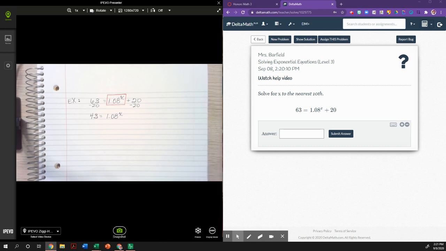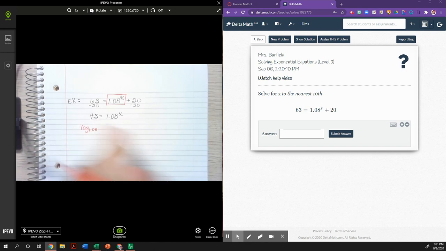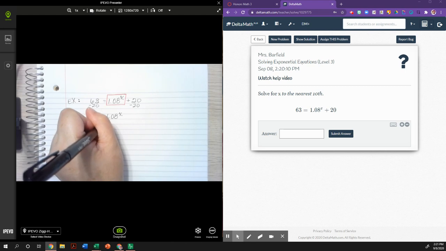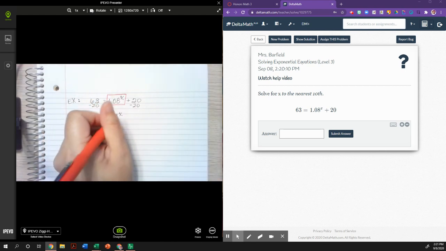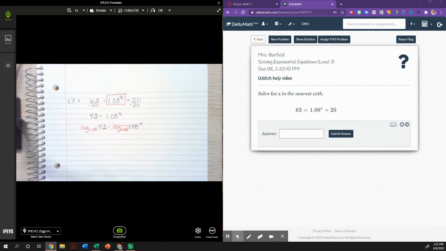Then I'm just going to take the log of both sides, using the base of my exponent as the base of my logarithm. So log base 1.08. We're going to have some decimals, which means you have to use your calculator. Log base 1.08 of 43 equals log base 1.08 of 1.08 to the x. Very similar to what we were doing last time, it's just that now the problems are a little bit messier and involve different steps. I'm not going to be able to go over every scenario, so you have to use your skills with solving equations.